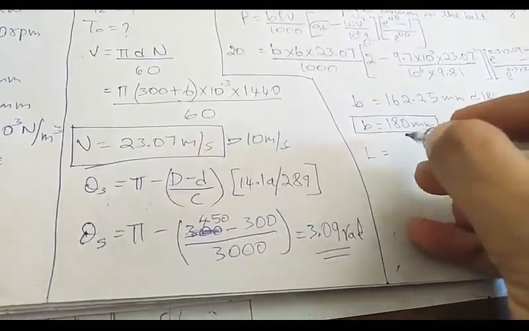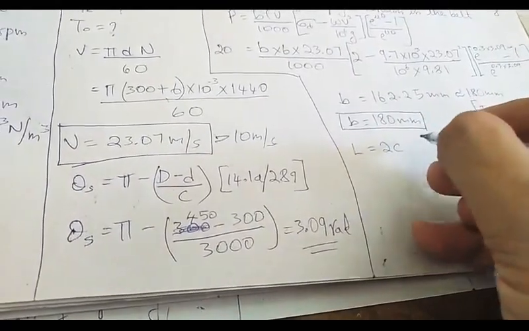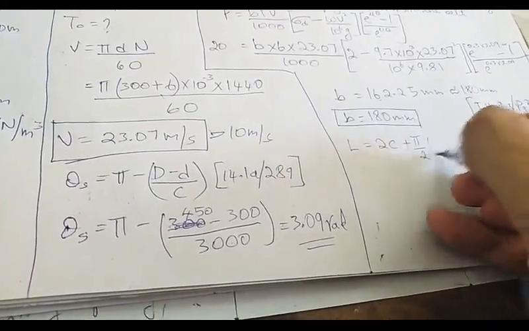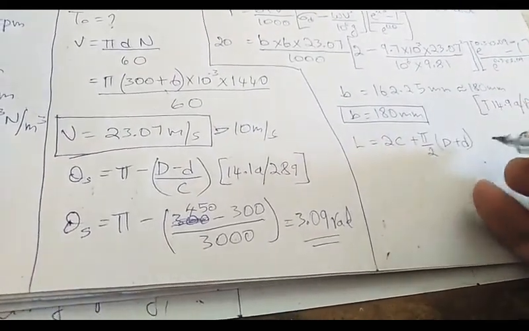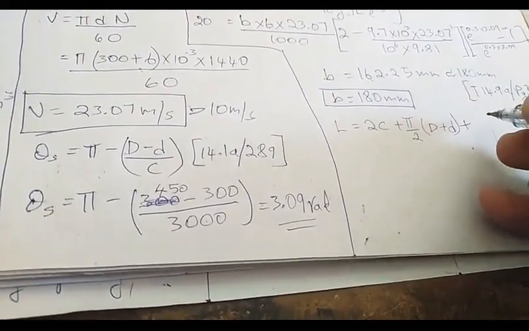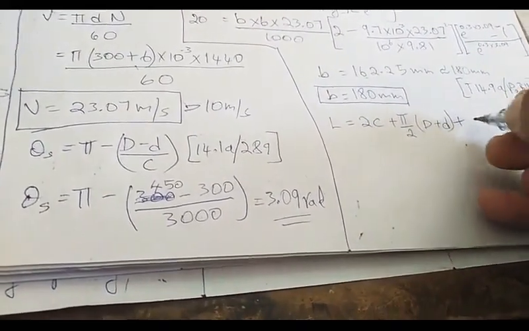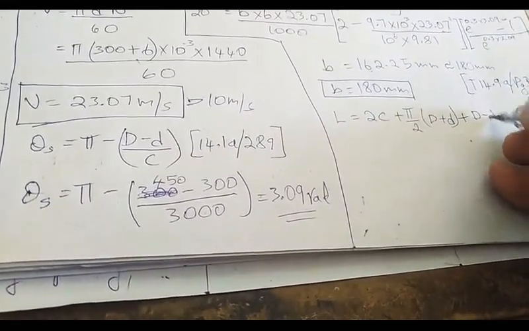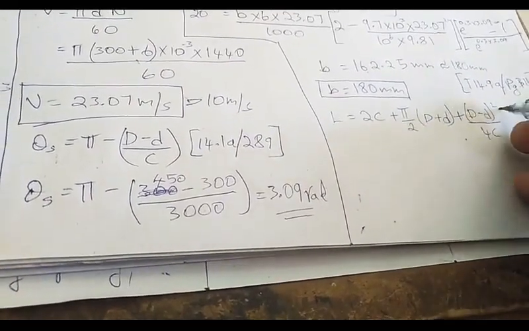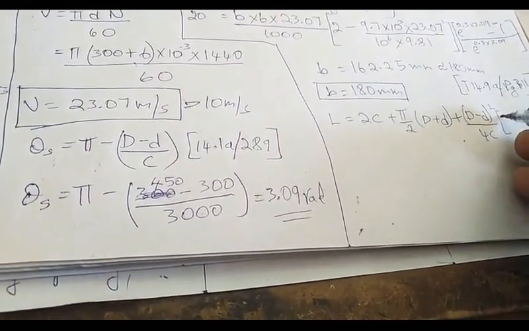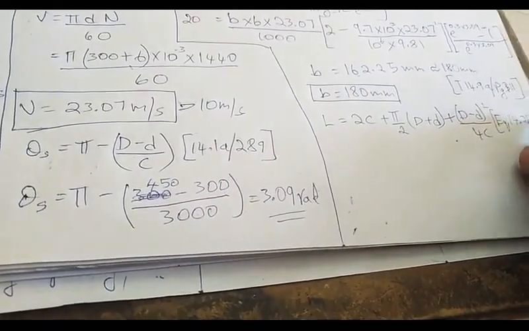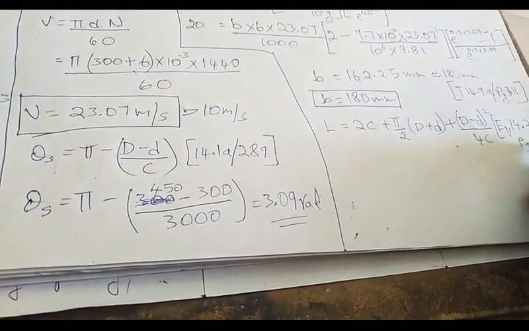L is equal to 2C plus pi by 2 into (D plus d) plus (D minus d) whole square by 4C. This is equation 14.2b, page number 290.